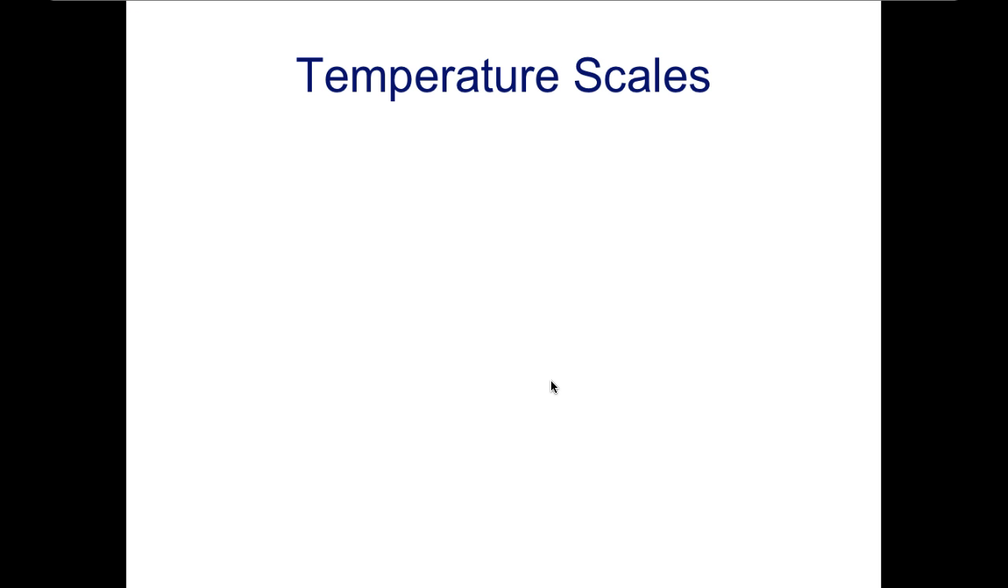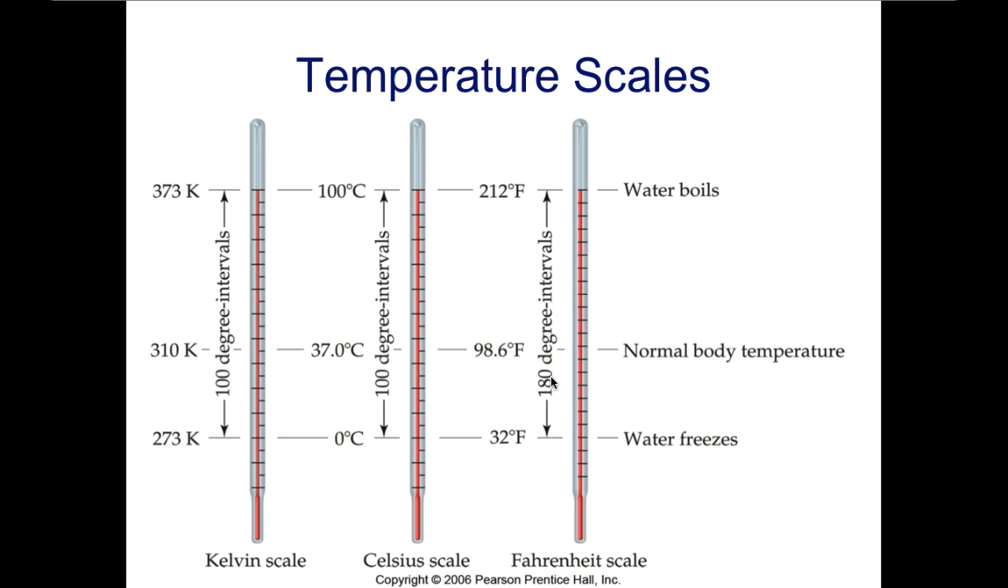So there are 3 temperature scales, okay? There's the Kelvin scale, there is the Celsius scale, and there is the Fahrenheit scale. We're mostly used to the Fahrenheit scale, knowing that water freezes at 32 degrees Fahrenheit, boils at 212 degrees Fahrenheit, and the average body temperature is 98.6 degrees Fahrenheit.